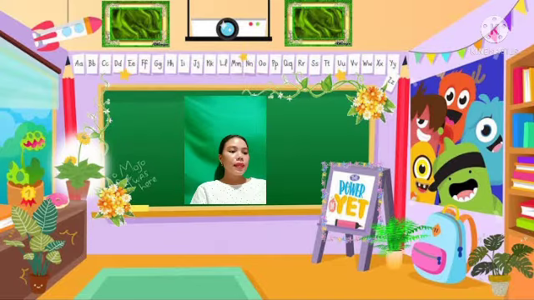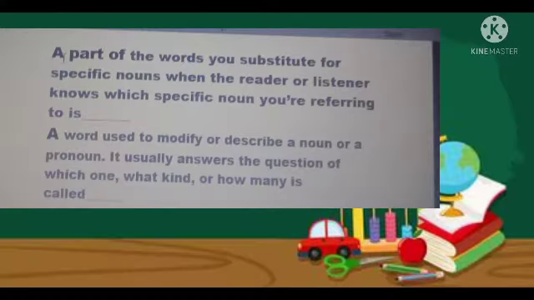5. The length of blanks must not suggest the answer, so it is better to make the blanks uniform in size. Example: a part of speech you substitute for specific nouns when the reader or listener knows which specific noun you're referring to is blank. Another one is a word used to modify or describe a noun or a pronoun. It usually answers the question of which one, what kind, or how many, and is called blank.